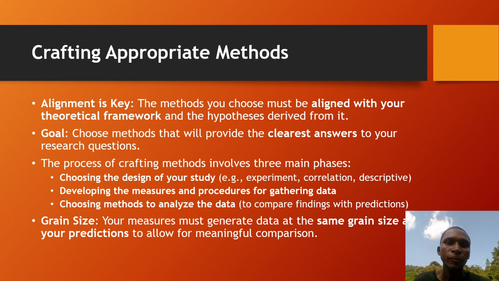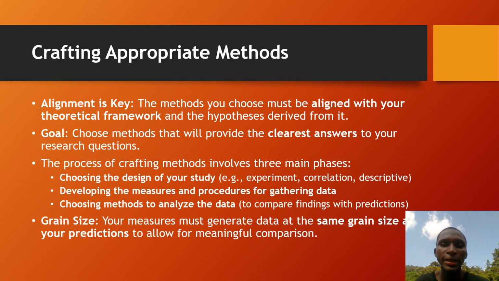When it comes to crafting the appropriate method, the key is alignment: the method you choose should be aligned to your specific theoretical framework and the hypotheses that are derived from it. The goal is to choose methods that will provide the clearest answer to your research questions. And the process of crafting a clear method is majorly in three phases.